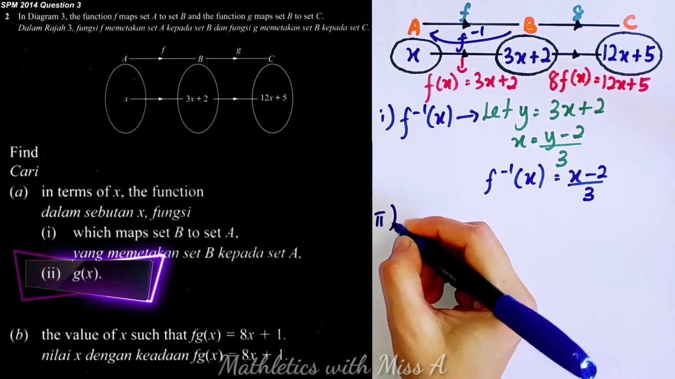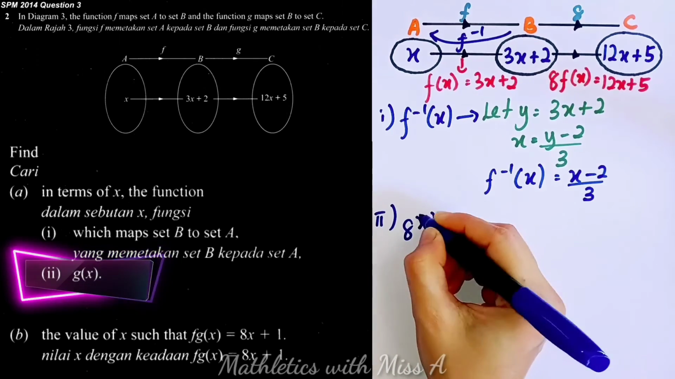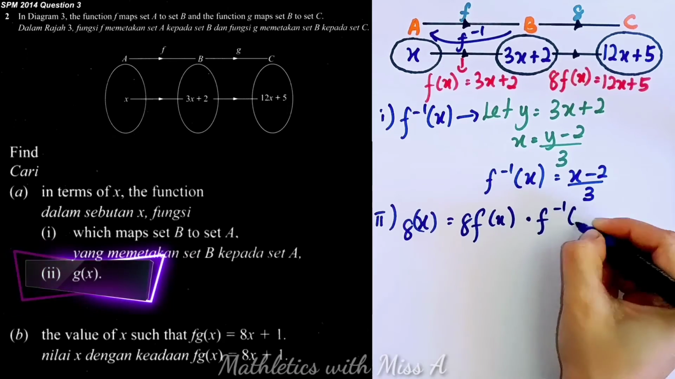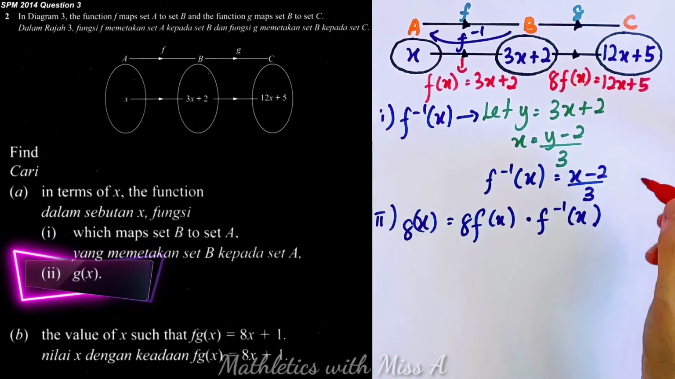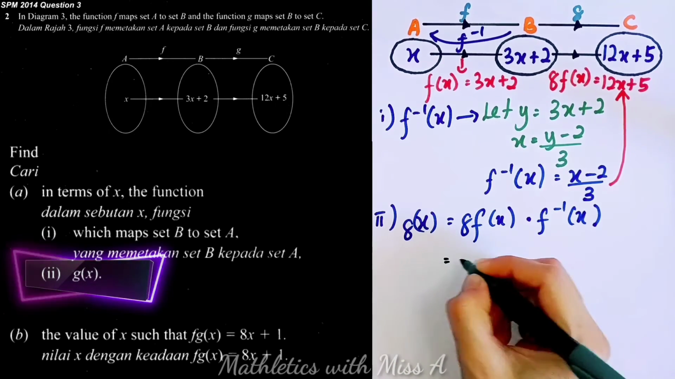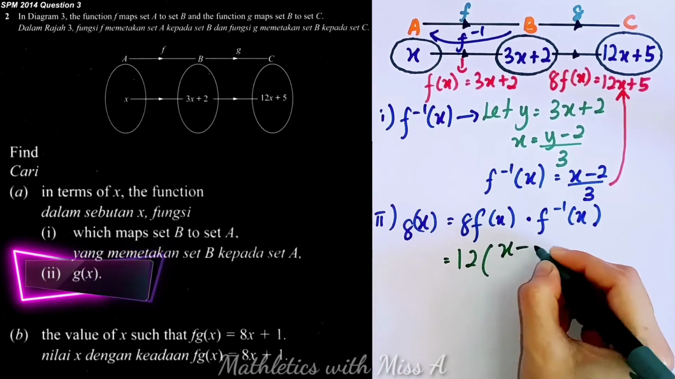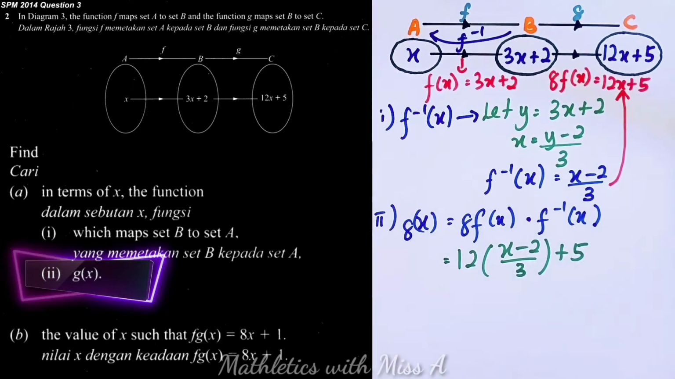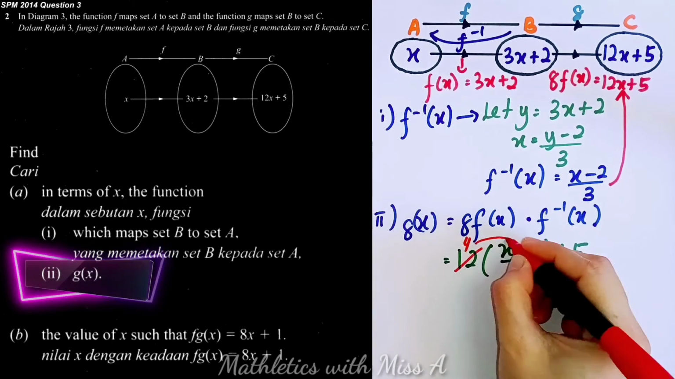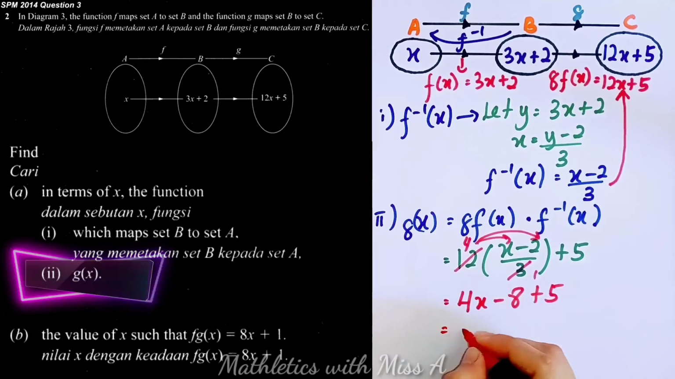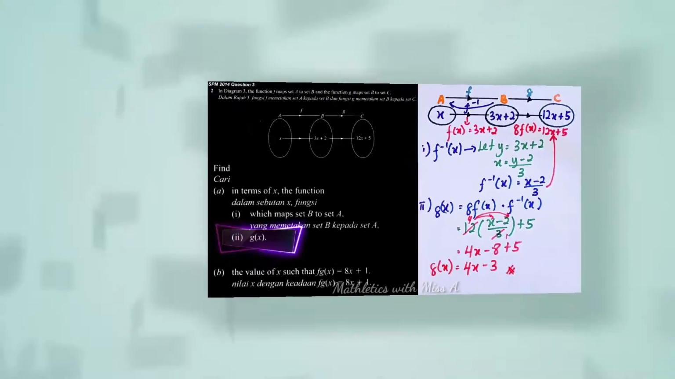A2, g(x) equals to gf(x) times f inverse x. So dengan memasukkan nilai f inverse x ke dalam gf(x), so 12 in bracket x minus 2 over 3 plus 5. So kecilkan 3 dengan 12, so times 4. So 4x minus 8 plus 5, so 4x minus 3. So g(x) equals to 4x minus 3.